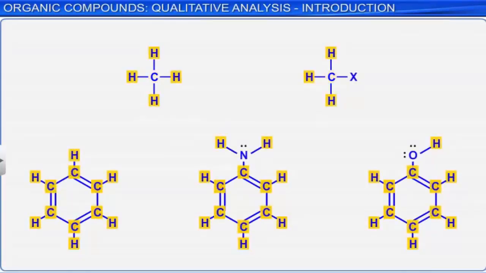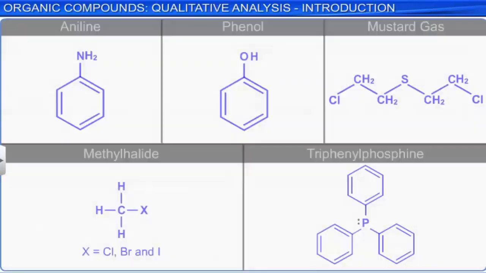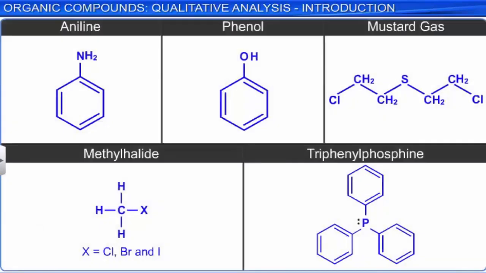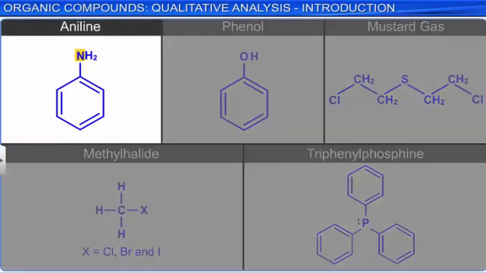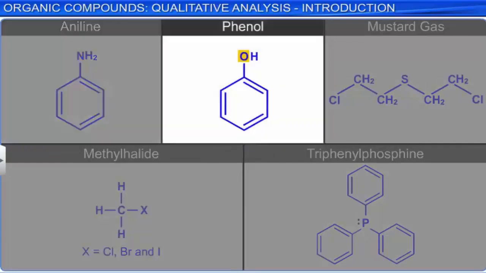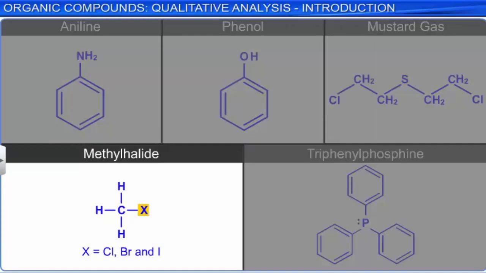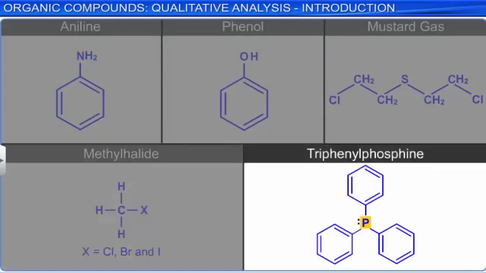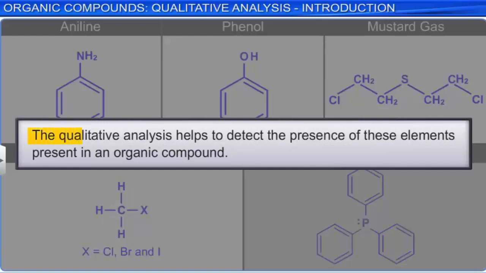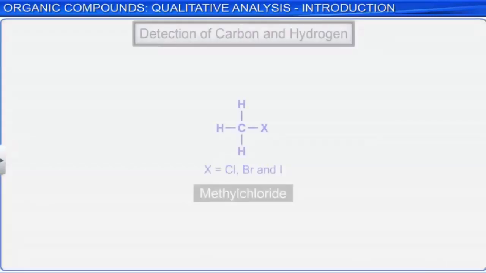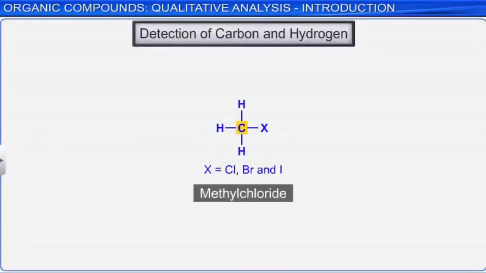Carbon and hydrogen are the chief elements present in an organic compound. In addition to these elements, an organic compound may also consist of other elements such as nitrogen, oxygen, sulfur, halogens, phosphorus, and so on. The qualitative analysis helps to detect the presence of these elements present in an organic compound. Let us look at how the elements carbon and hydrogen are detected.